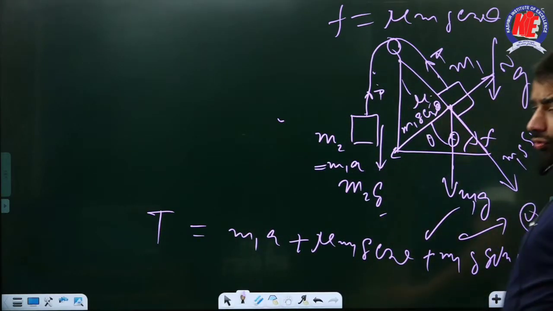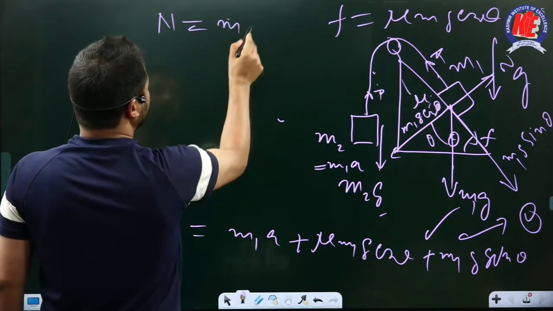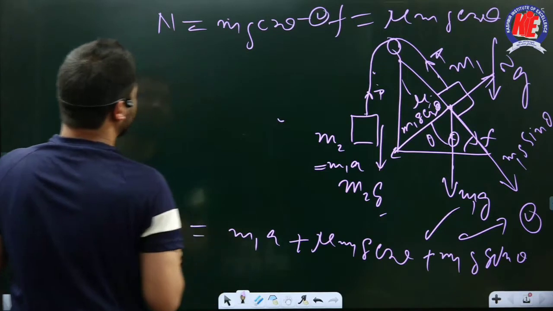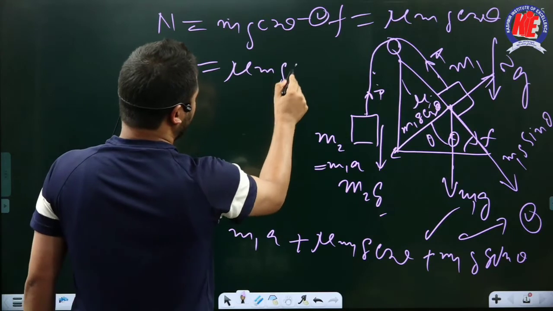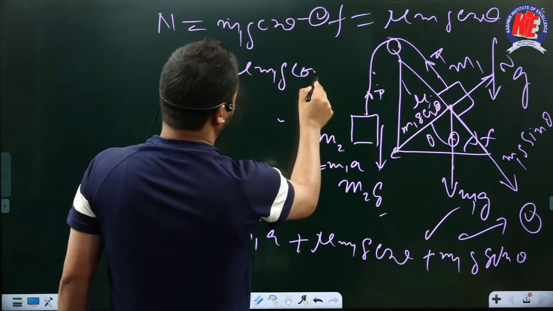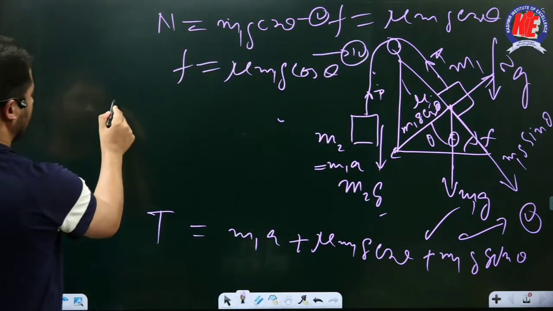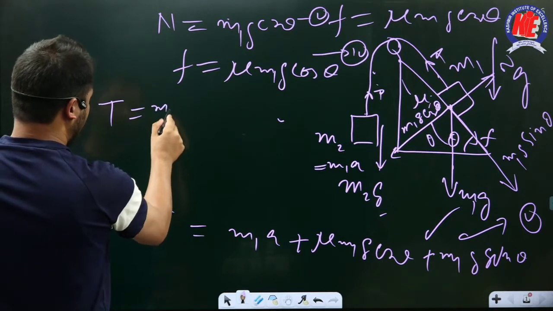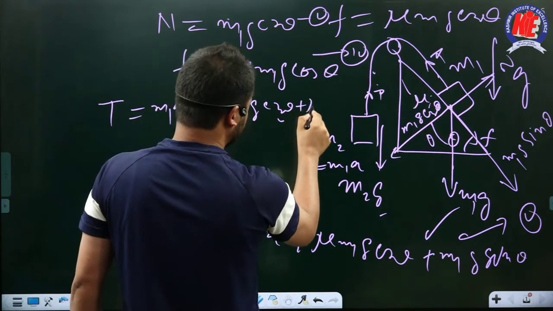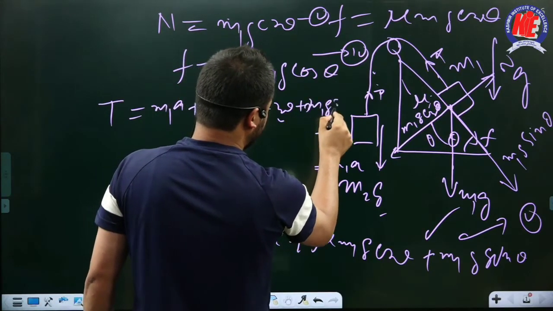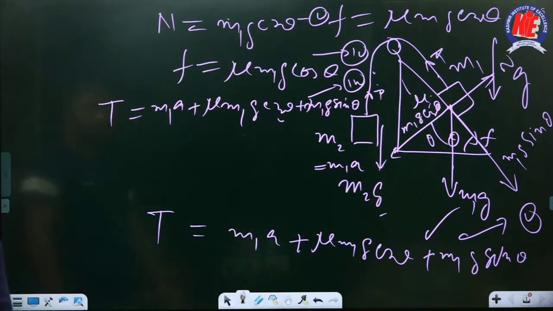Now so far we got these equations. The first equation I got here was N equals M1 g cos of theta, I can number it first. The second equation I got was the frictional force, that's mu M1 g cos of theta, I can number it second. Now I have the third equation here, T equals M1 a plus mu M1 g cos of theta plus M1 g sine of theta. Now I can number this equation as third. Now I have one more equation here.